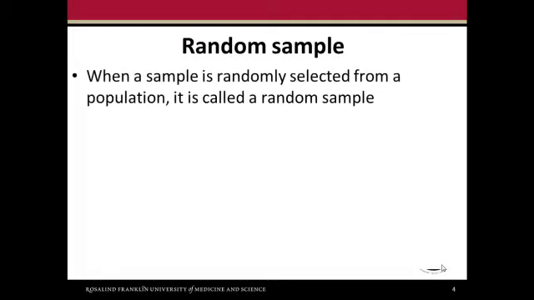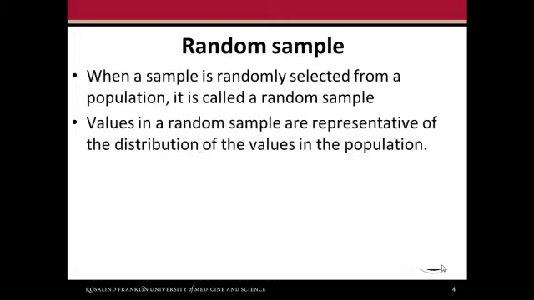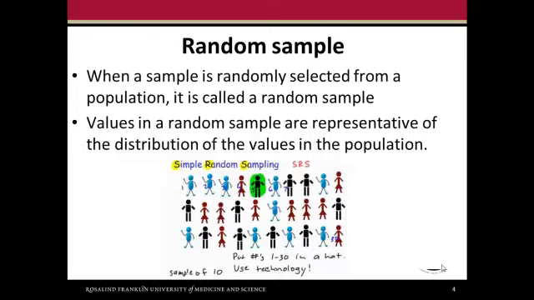So random samples: when a sample is randomly selected from a population, it is called a random sample. And values in a random sample are actually representative of the distribution of values in the entire population because there's no bias. There's no bias because it's random. So how might we randomly sample a population?